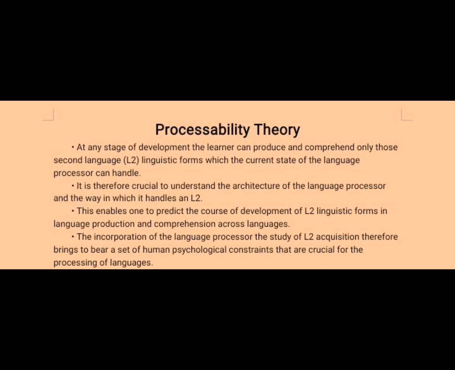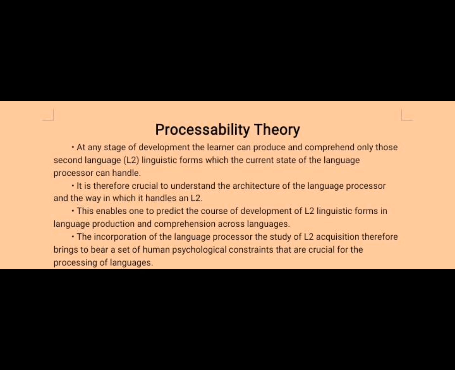Next is the processability theory. At any stage of development, the learner can produce and comprehend only those second language linguistic forms which the current state of the language processor can handle, like what I said in the first slide. Second, it is therefore crucial to understand the architecture of the language processor, the way in which it handles the second language. Third, this enables one to predict the course of development of second language linguistic forms in language production and comprehension across languages.